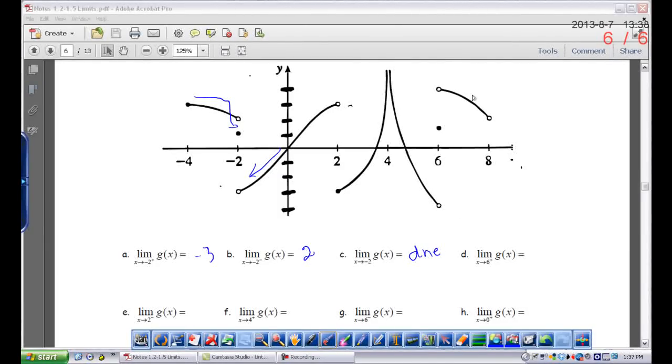All right, the limit as x approaches 6 from the right. So here's where x equals 6. If I come from the right, those y values are approaching 4. All right, pause the video and do E, F, G, and H on your own, and when you're finished, turn it back on and check your answers.